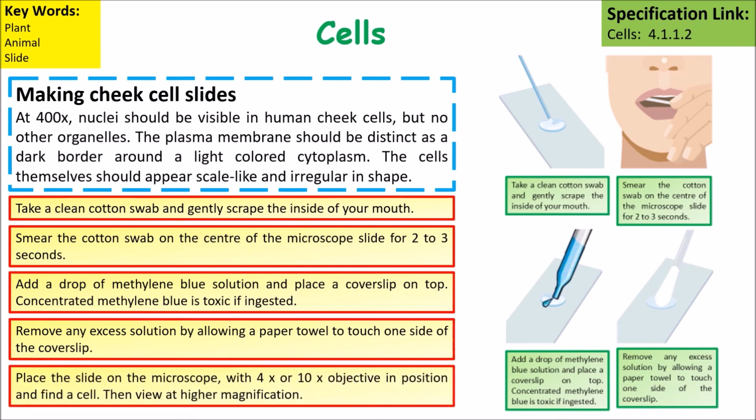Finally, you place it underneath the microscope at ×4 magnification to start off with, and then ×10, and you can draw the structures and the shape of the cells that you can see.